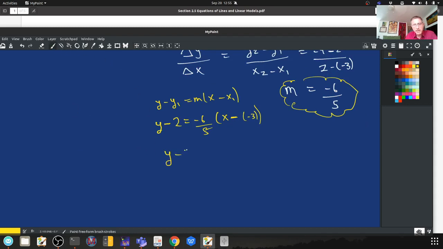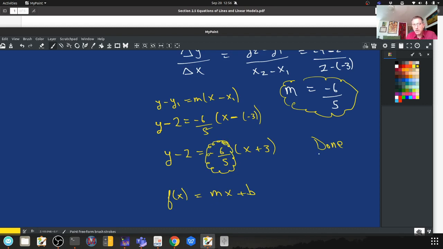y minus 2 is equal to minus 6/5 x plus 3. And you're done. You don't have to solve for y. Now, if you want to solve for y, you can. And when you do, you have f of x is equal to mx plus b for some b. But the m is not going to change. Your slope value will never change.